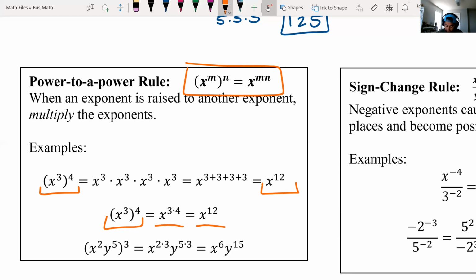Okay. And then x squared y to the 5th raised to the 3rd. Well, you'll just raise each one separately to the 3rd power, which means you'll multiply those powers by 3. So you get x to the 2 times 3, y to the 5 times 3, and you'll get x to the 6, y to the 15th. So power to a power raised to a power, multiply your exponents.